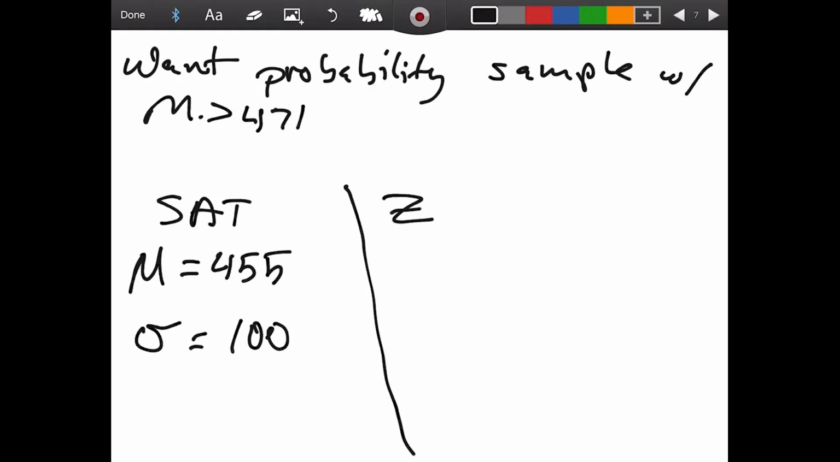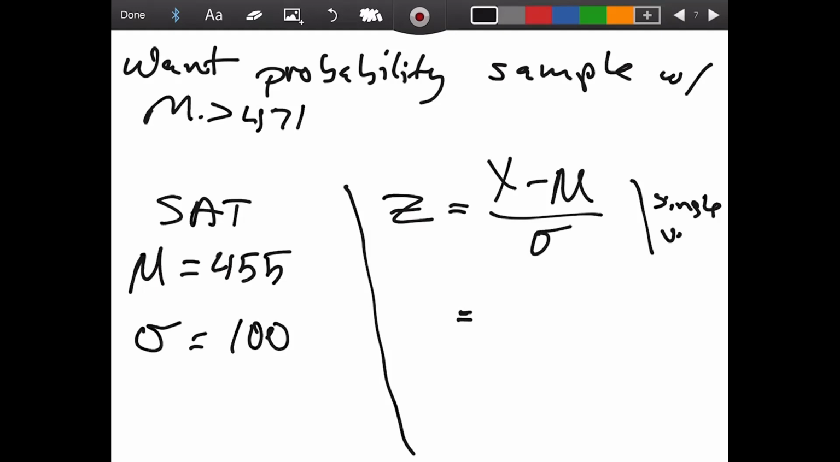And what's the equation for the z-score? X minus the mean over the standard deviation. Yes, that's what we have traditionally been using. That's how we get the z-score, and then with the z-score, we find that probability from the unit normal table. But this is the equation that we have been using for just a single value, right?